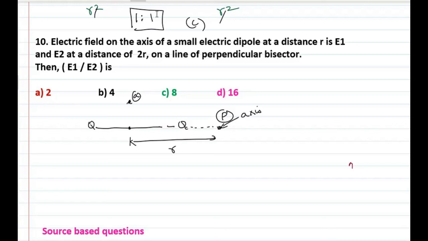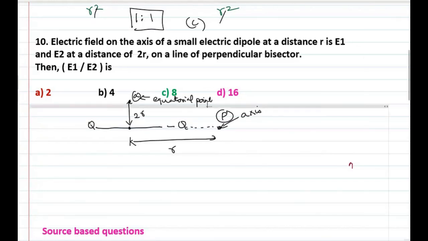It is separated by a distance of 2r. This you call the equatorial point. So the point that is perpendicular to the two charges of the dipole, we call the equatorial point, and the point that is along the axis we call the axial point. So it is at a distance of 2r. Now that we know the formula for the electric field at the axis.